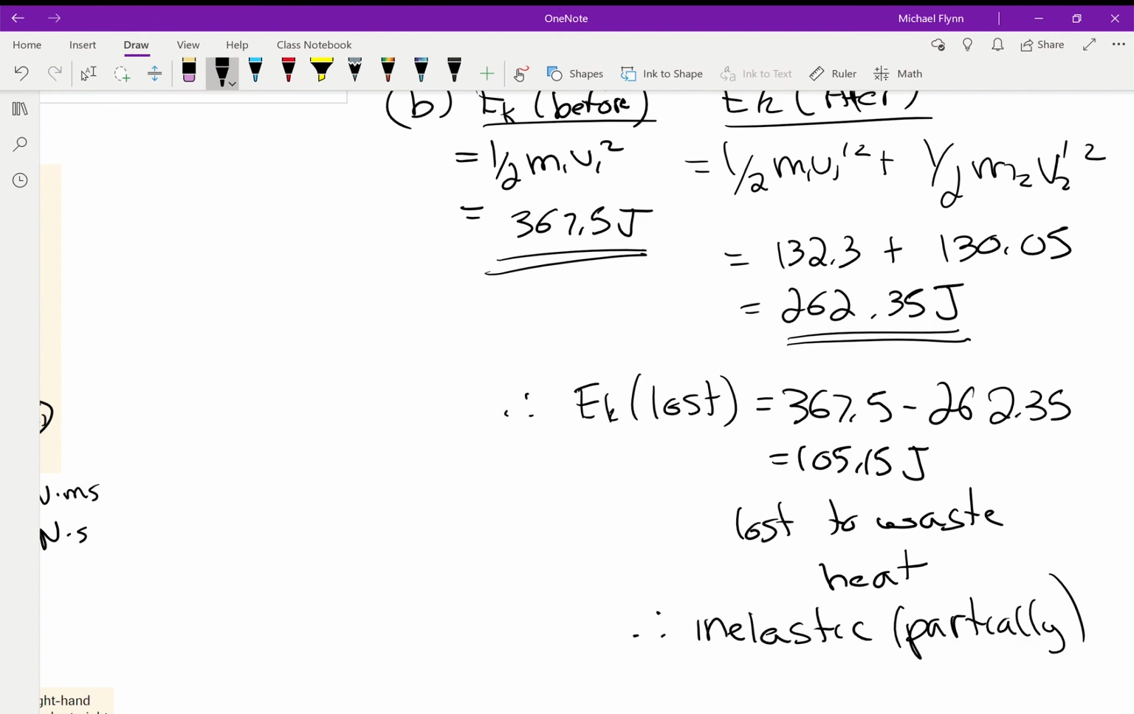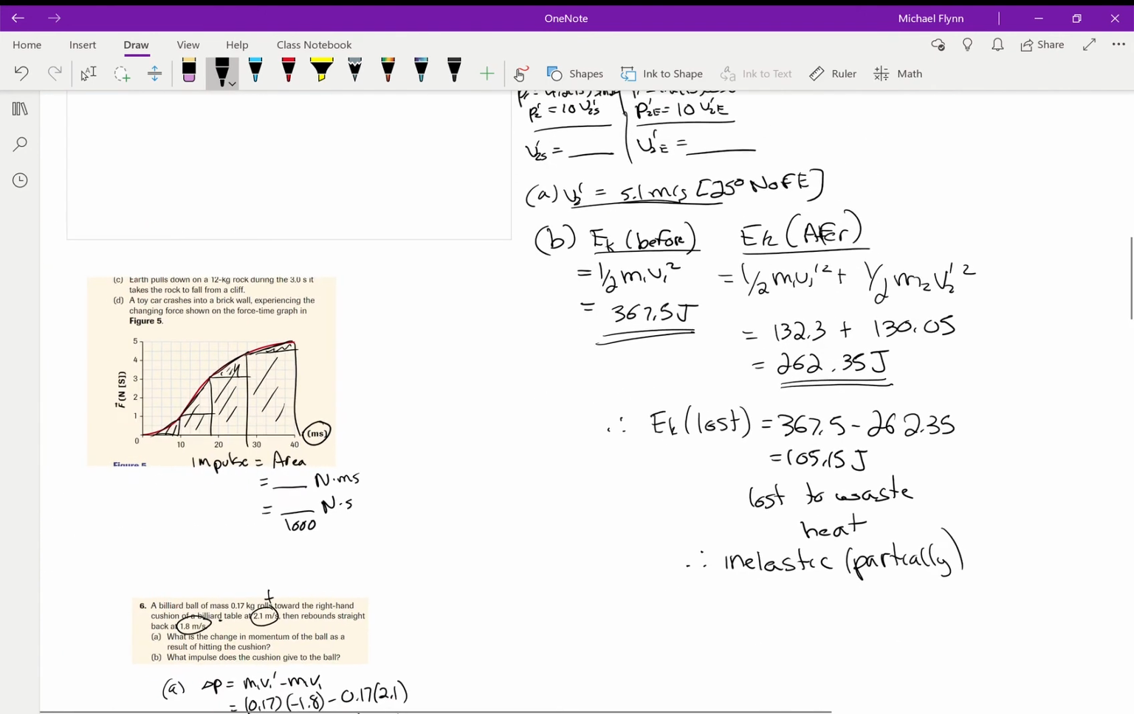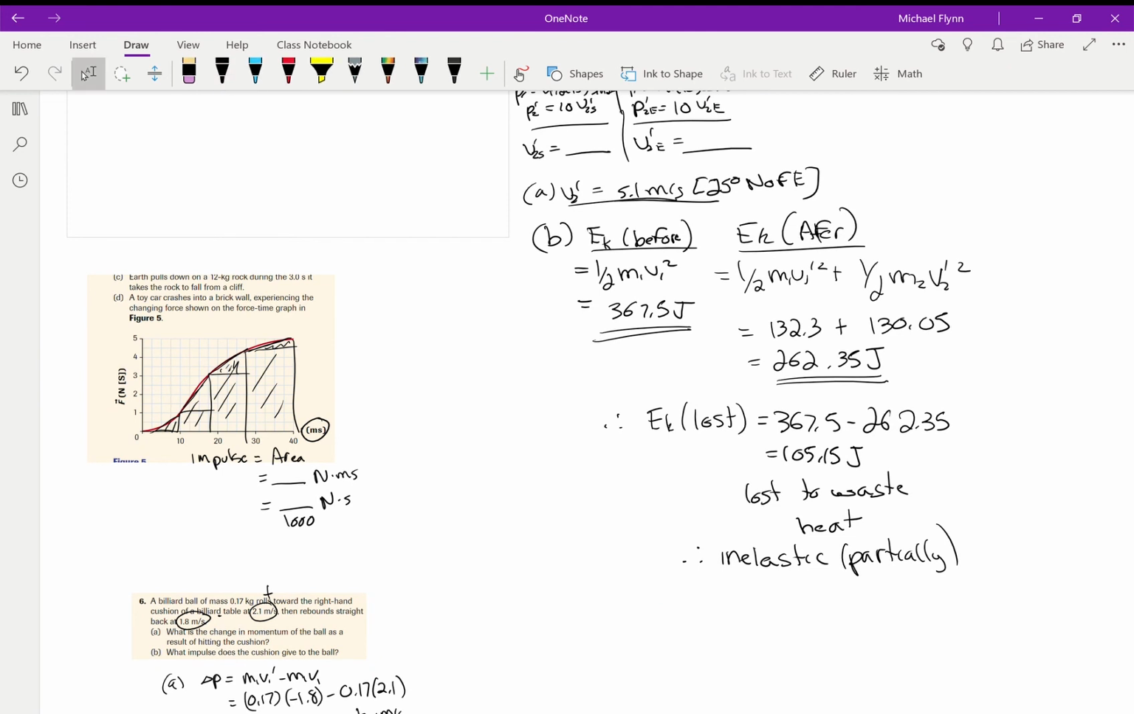All right, that's it. So that's how you do question 5. And that is how you would do any question like that where they ask you whether collisions are elastic or not.